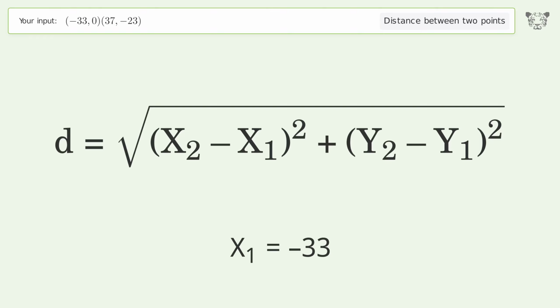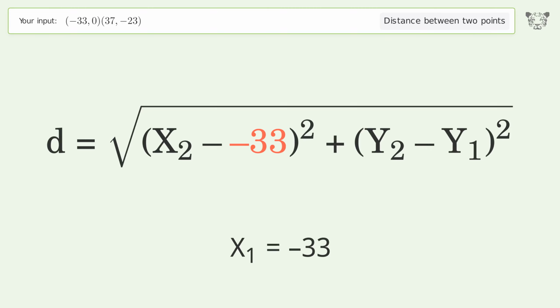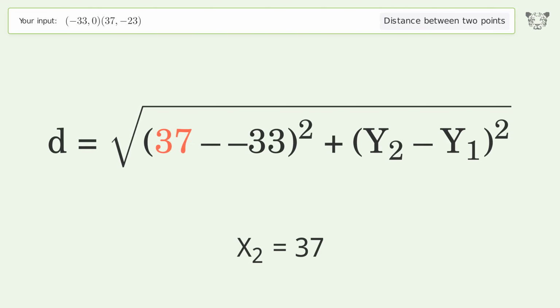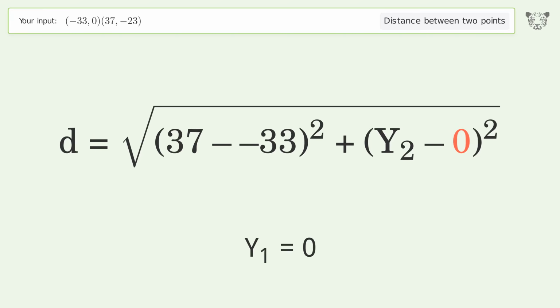x1 equals -33. x2 equals 37. y1 equals 0. y2 equals -23.